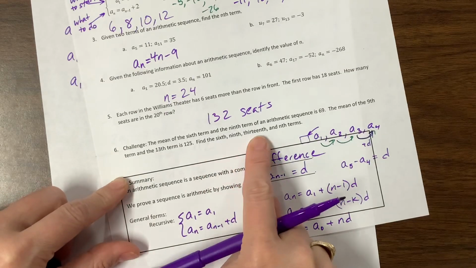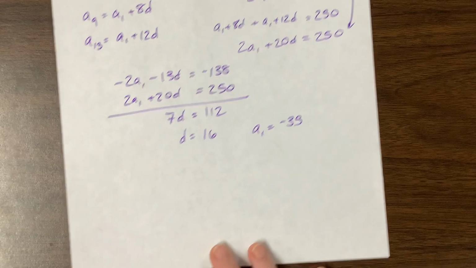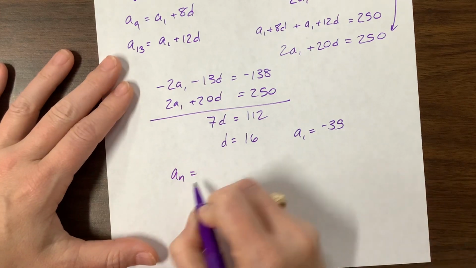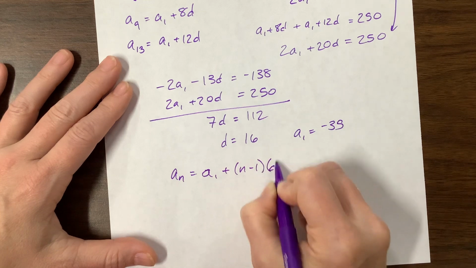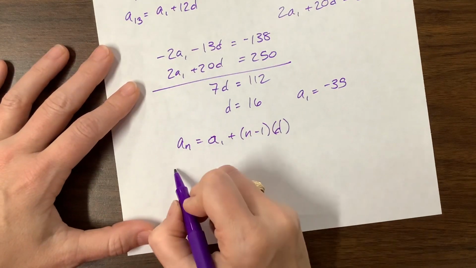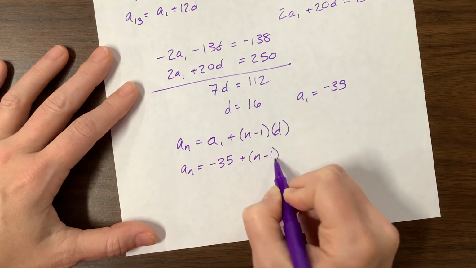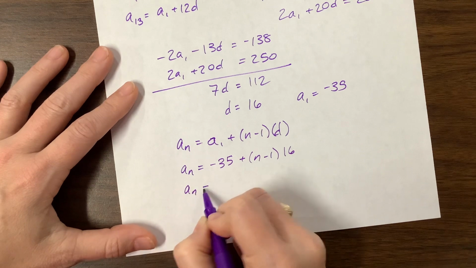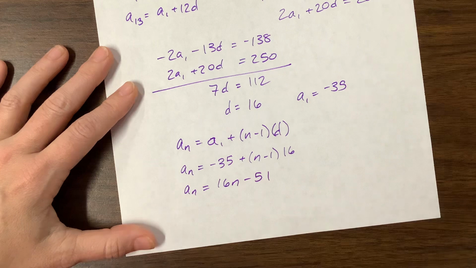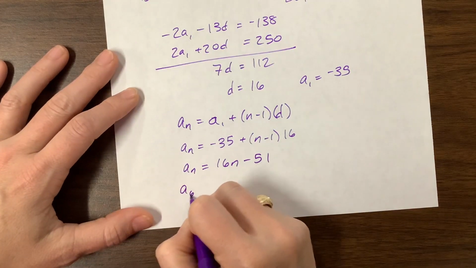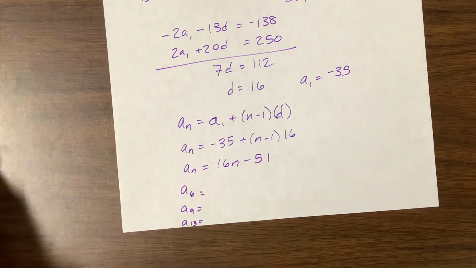Where were we? Find the 6th, the 9th, and 13th and nth terms. We just found a sub 1 and d, so I know that a sub n is equal to a sub 1 plus n minus 1 times d. So a sub n would be equal to negative 35 plus n minus 1 times 16, or we could say 16n minus 51. Then I need the 6th term, the 9th term, and the 13th term to finish answering the question.